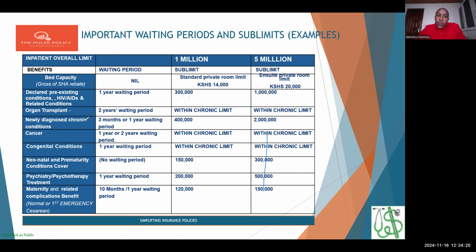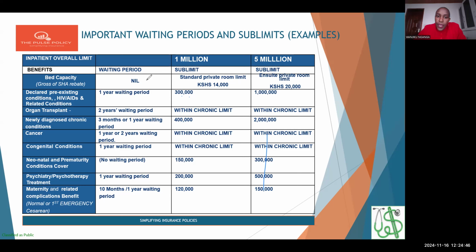Newly diagnosed chronic condition, as I mentioned earlier, there are companies which are going to give you a 1 year waiting period, and others are going to give you a 3 months waiting period. That's within 90 days. After 90 days, they can cover. And in some cases, some companies are going to put the newly diagnosed chronic conditions with a 1 year waiting period. So for the companies that give a separate benefit, they're going to give a higher benefit than the chronic.